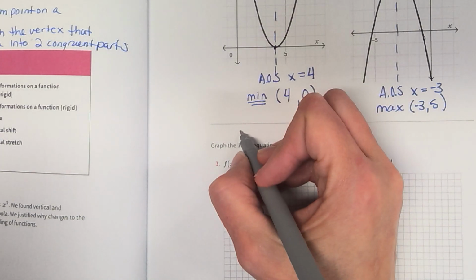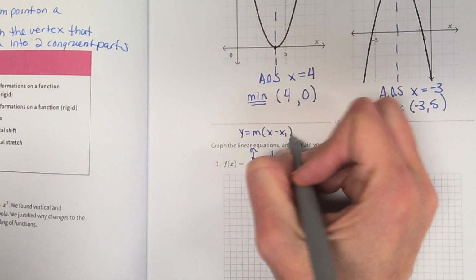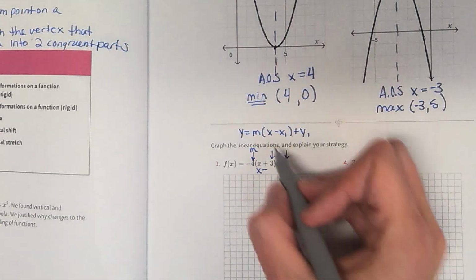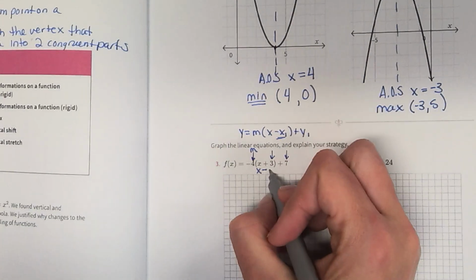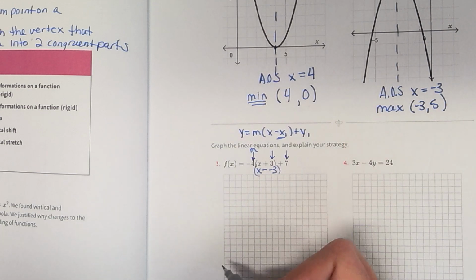It's x minus this value, point slope form. So in this case, we're going to have y is equal to m times (x minus x1) plus y1 is what we end up with. And so you can see it's subtraction in that equation. So we need to make sure we think about that as -3, as we're looking at that.